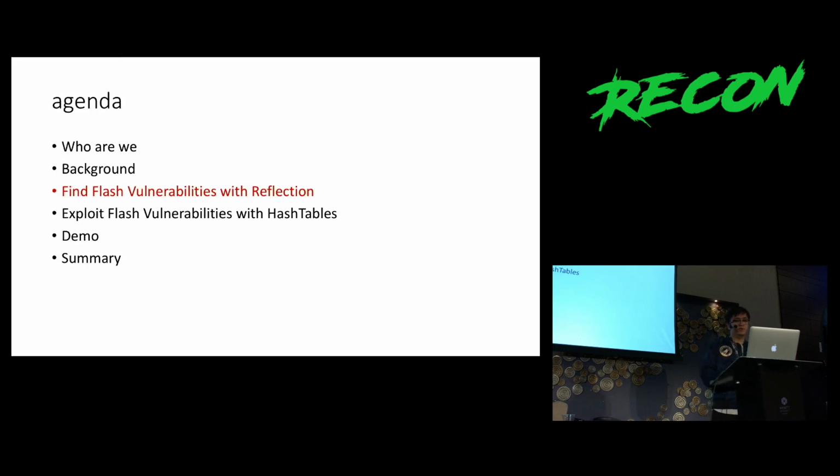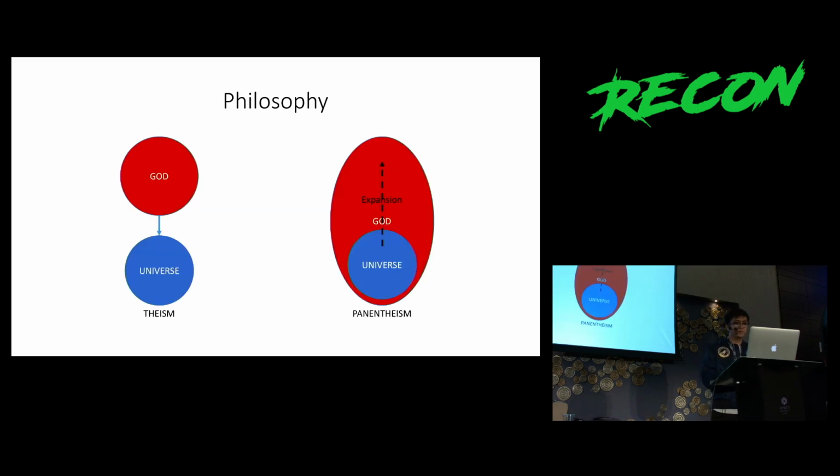In the first chapter, we will introduce how we use ES3 implicit reflection to fuzz Flash from design to implementation. Before we start, let's consider a philosophy question. Theism believes there's God and God made everything, including the universe. But pantheism believes God contains the universe. From the Big Bang theory, the universe is expanding.